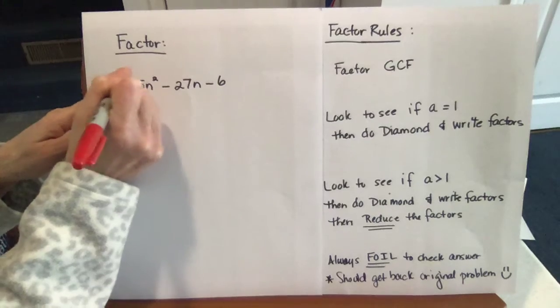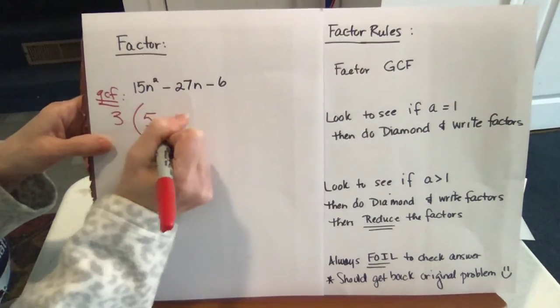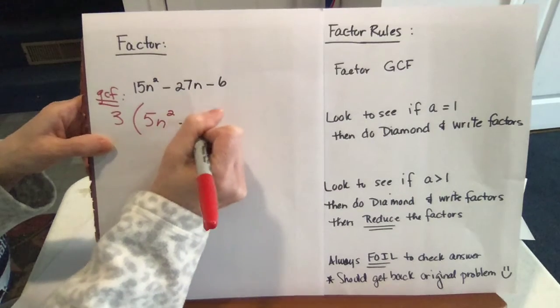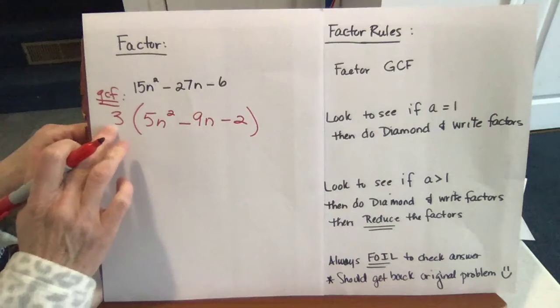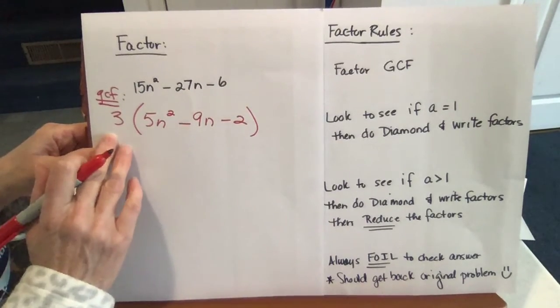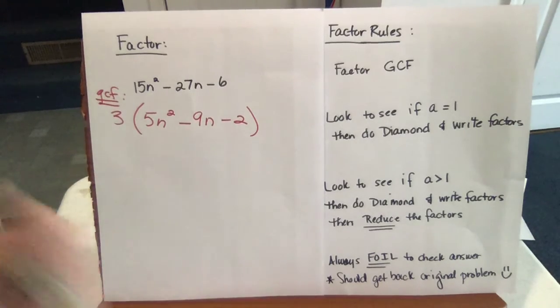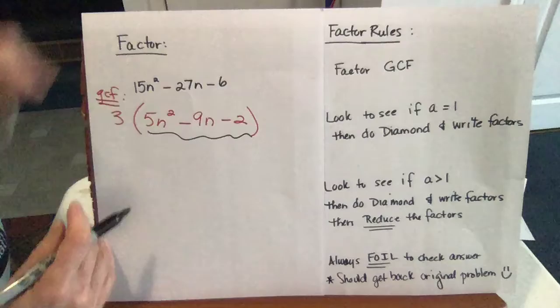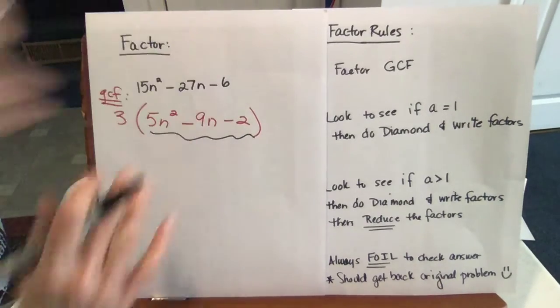Okay, so GCF here. All right, now, when we do that, we're going to get 5n squared minus 9n minus 2. So this is still equivalent to the original, but it just looks different by factoring out the 3. Now, remember, when you do your diamond, you're only doing your diamond based on the trinomial. You're focusing only on this one now.